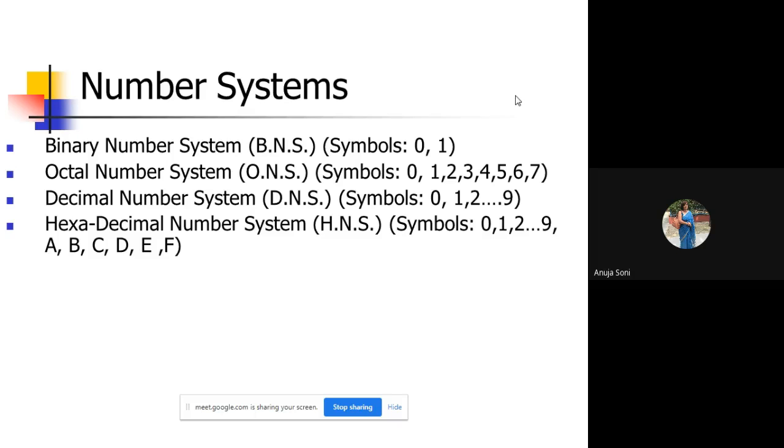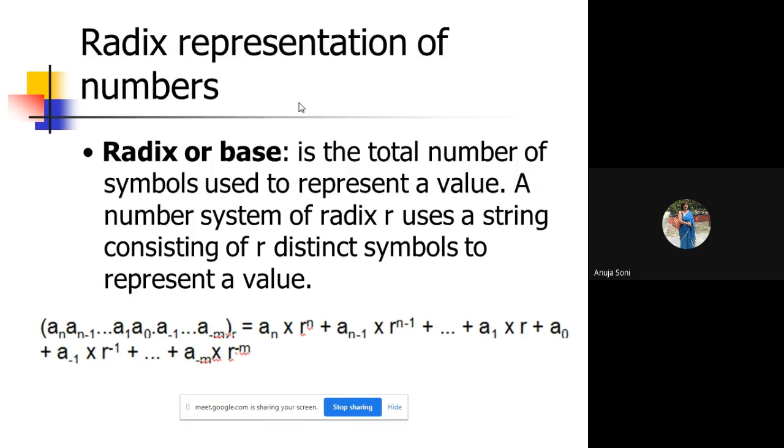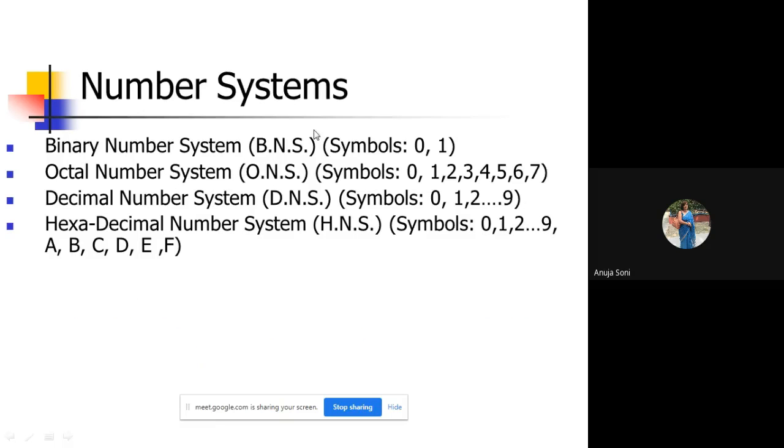So here we are going to talk about essentially the four numbering systems. In the binary numbering system, two symbols are available. And what will be the value of the radix or base? I told you that the radix or base is the total number of symbols used to represent a number system. So in the case of the binary numbering system, the value of the radix will be 2.